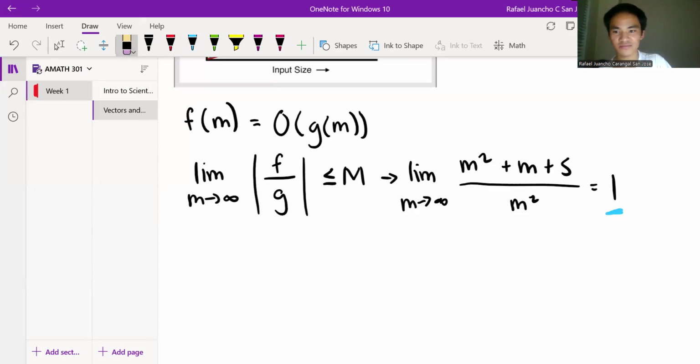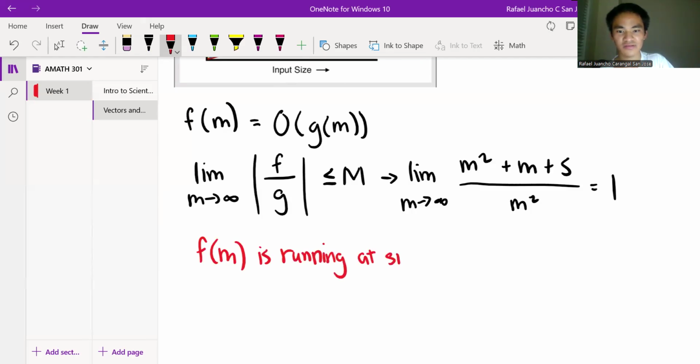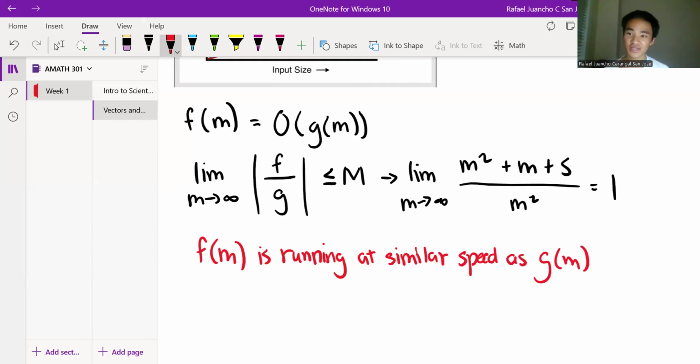So this is key. What this means is that, I'm going to write it in red because that's how important this is, f of m is running at similar speed as g of m. I'm not saying they're the same. They are similar.